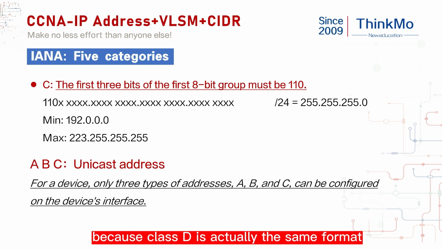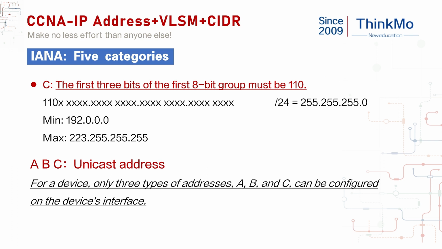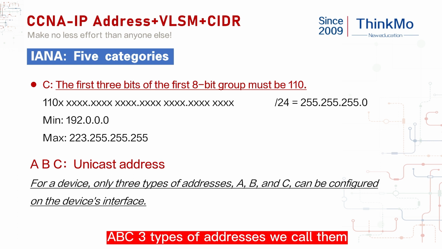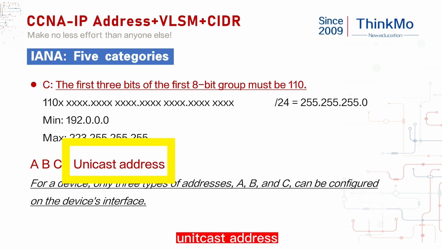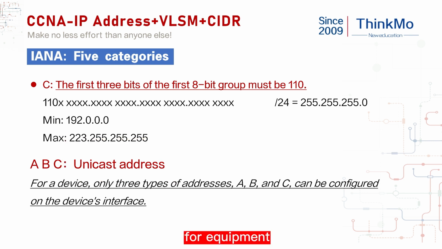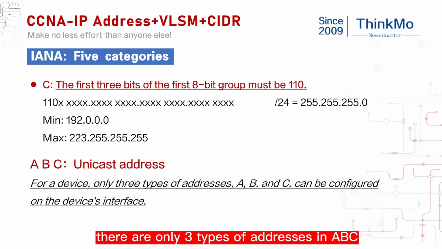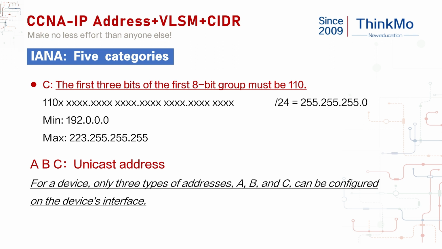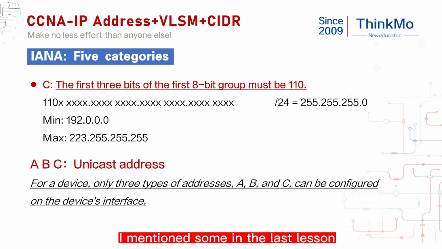Because Class D is actually a different format. The ABC 3 types of addresses we call unicast addresses. For equipment, there are only 3 types of addresses in ABC. They can be configured on the interface of the device. Do you remember what unicast is? I mentioned some in the last lesson.